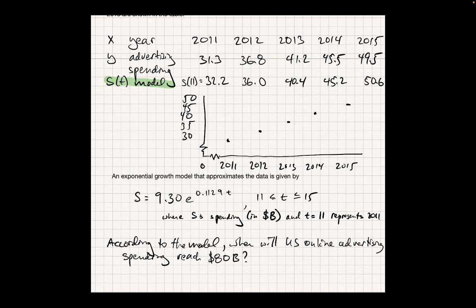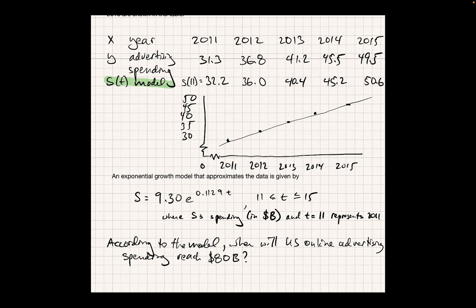What does S stand for? Spending. These points are our actual data, and then the line is our model. This is S at 80 billion. Could you put the 80 billion in the equation? Yes, you're already solving the problem.